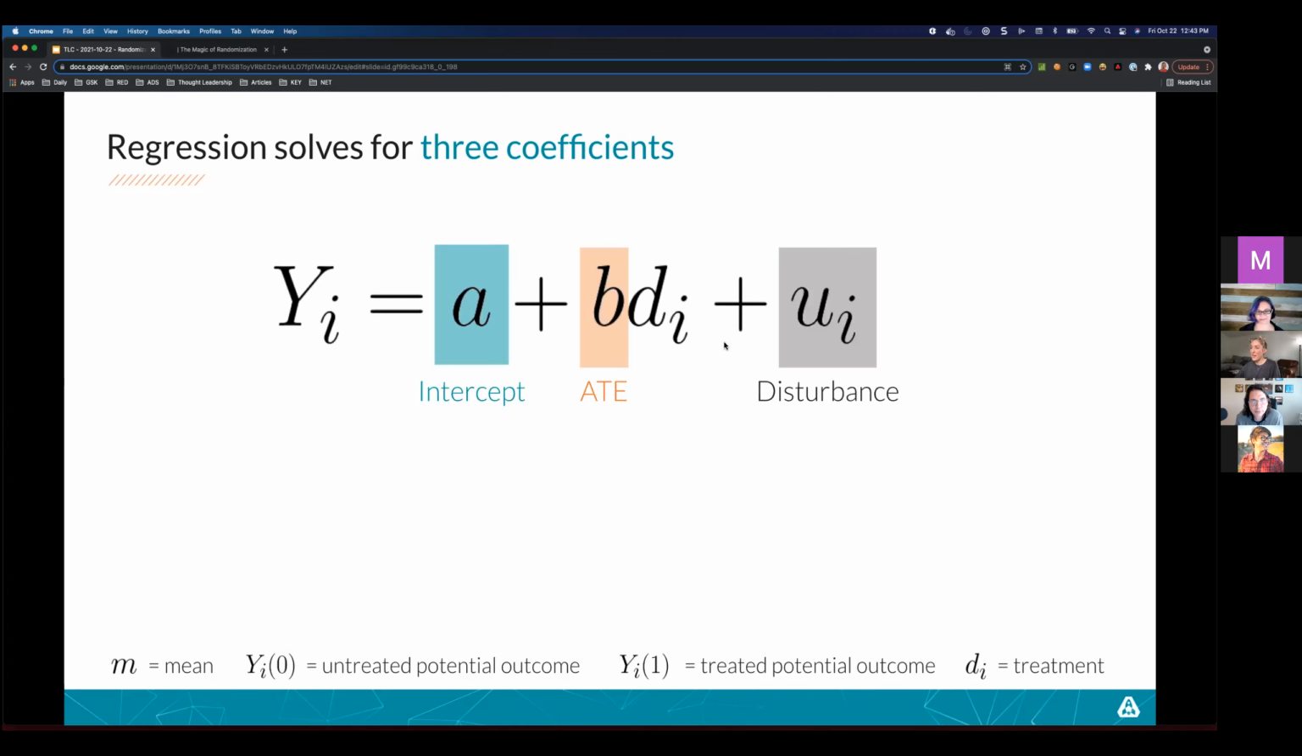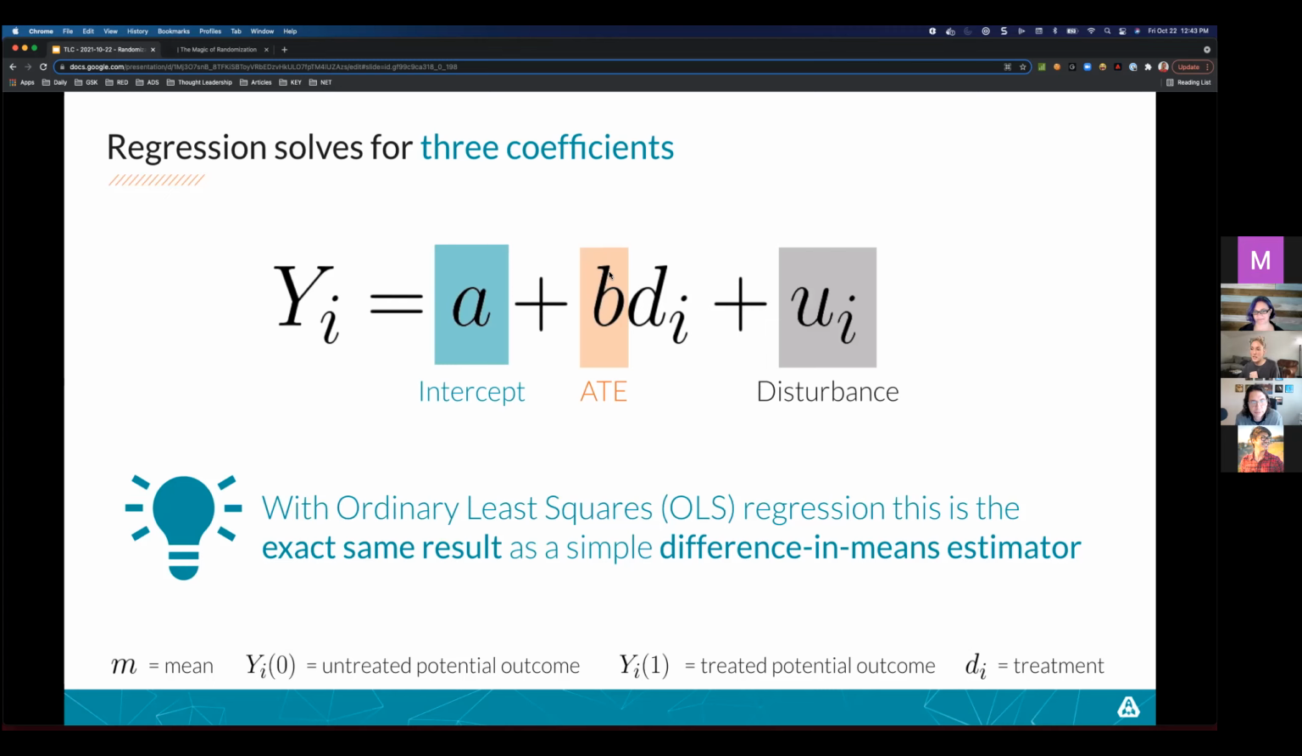And so when we make it nice and small, regression is going to help us solve for these three coefficients. Really, the ones we care about are the intercept and the average treatment effect. What's really cool is that when you use ordinary least squares regression, this B value, or ATE, comes out as the exact same result as a simple difference in means estimator, which I think we're more comfortable with, like with A/B tests and whatnot. So my mind was blown when I realized you could use regression to get the same result. It took me forever to understand how it worked. I'm starting to understand it more.